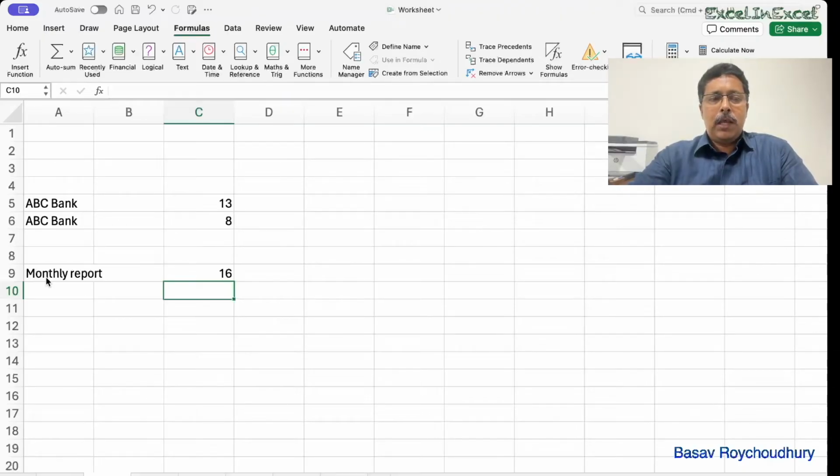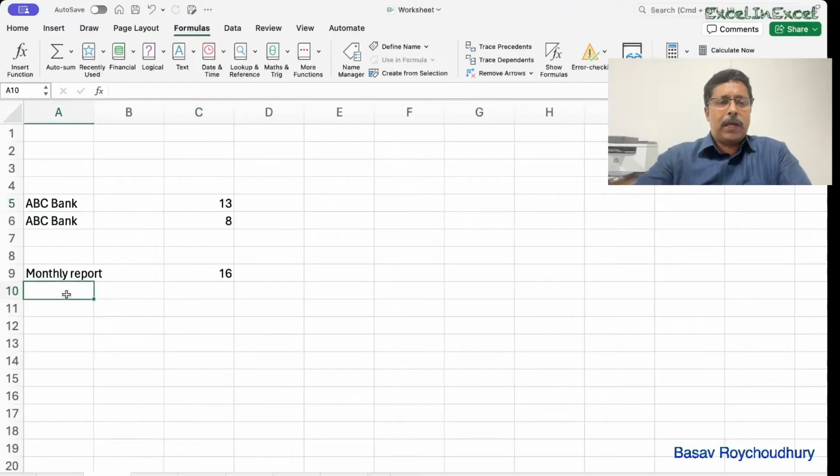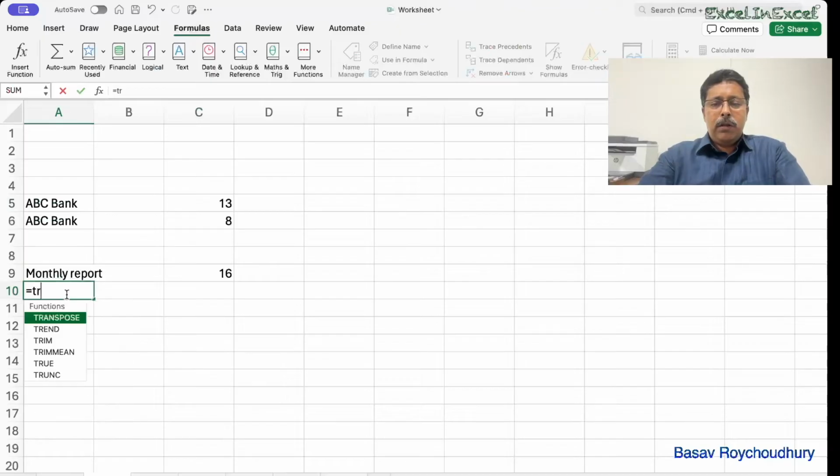MONTHLY space REPORT. RT makes 14 characters, but we have 16 characters here. Now, maybe there are extra spaces, just like this ABC bank here. Let's trim it out. So let's write the formula =TRIM and trim this out.